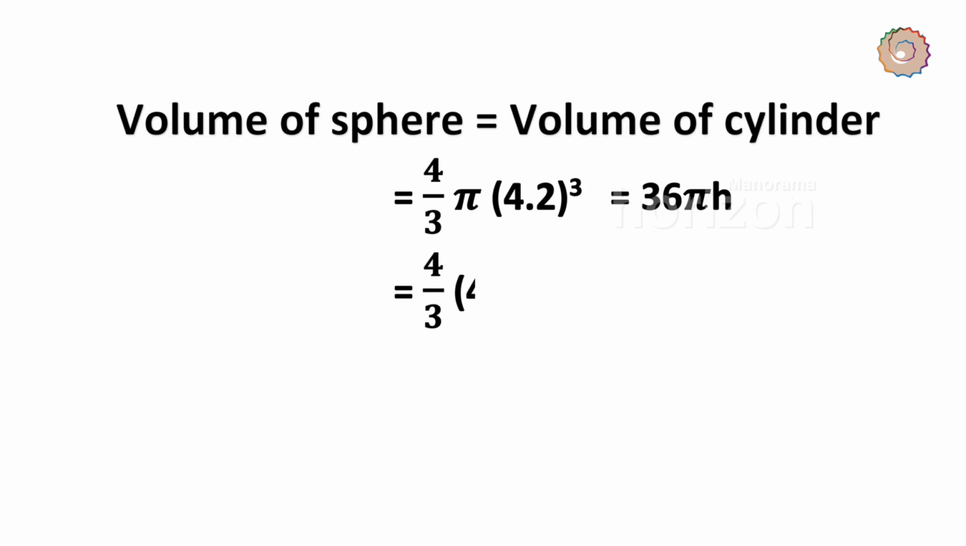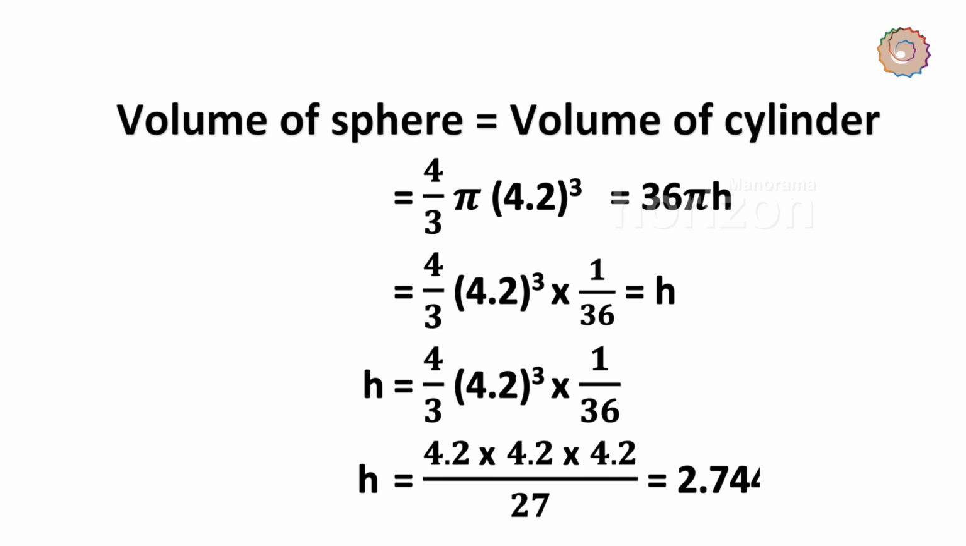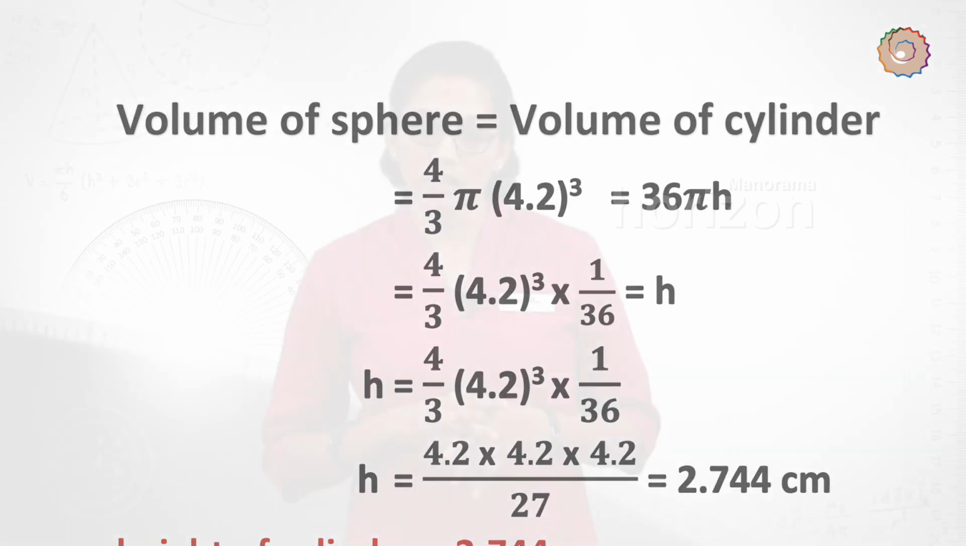Pi gets cancelled on both sides and we get 4/3 × 4.2³ × 1/36 is equal to h, or h is equal to 4/3 × 4.2³ × 1/36. On solving, we get h is equal to 2.744 centimeters. Hence, the height of the cylinder is equal to 2.744 centimeters.